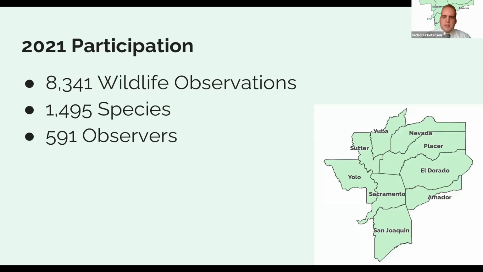The 2021 participation in the Greater Sacramento region, which for the City Nature Challenge is defined as the counties behind me, is 8,341 wildlife observations of 1,495 different species made from 591 different observers.